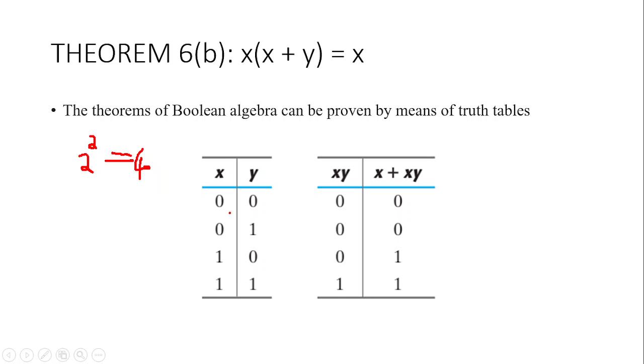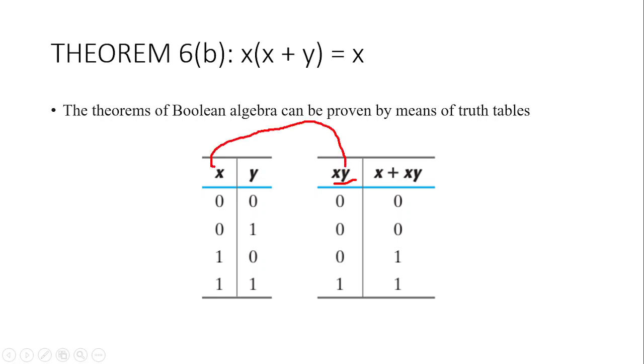So what are the possible values? x is 0, y is 0; x is 0, y is 1; x is 1, y is 0; and x and y are both 1. Now start multiplying x, y. What is xy? 0 into 0 is 0, 0 into 1 is 0, 1 into 0 is 0, 1 dot 1 is 1. So you get that.